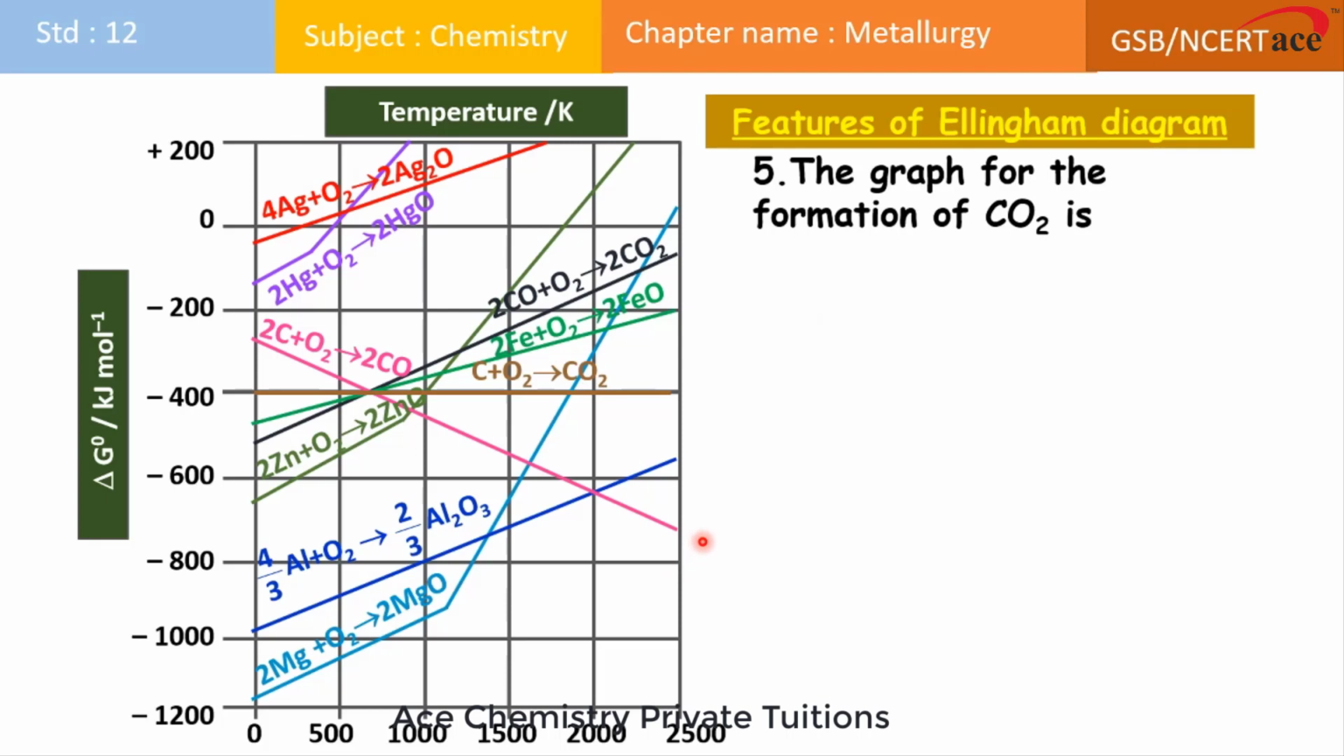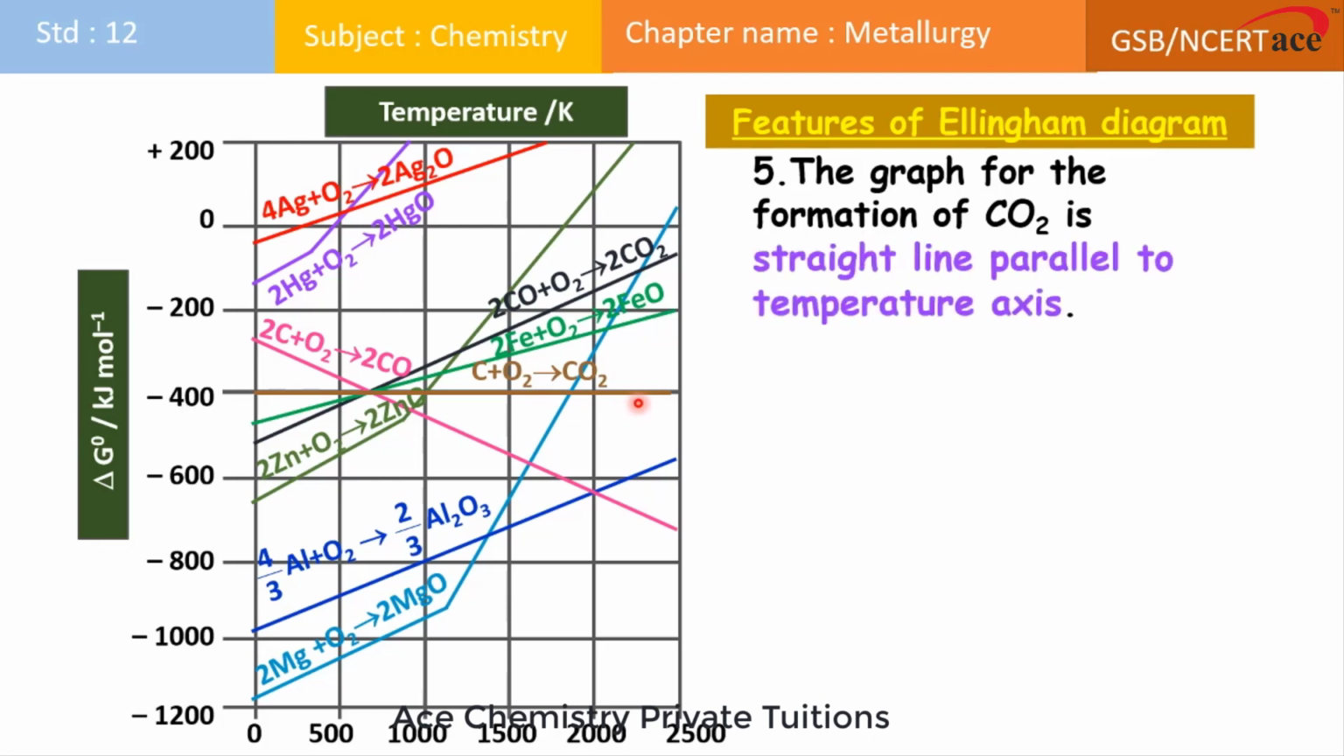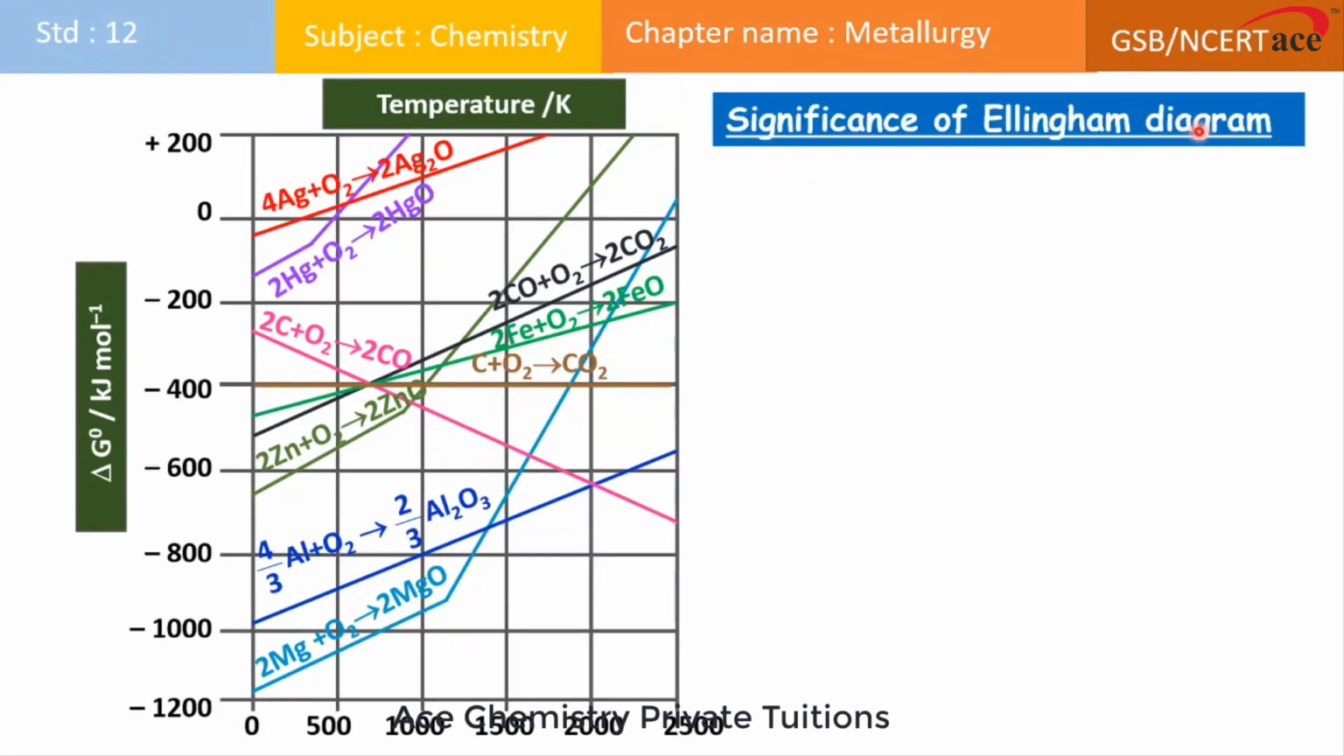Next, you will see the graph for the formation of carbon dioxide. Look at this graph. If you see, it is almost parallel to the x-axis. As this graph is parallel to the x-axis and there is no deviation in the delta G naught value at any temperature, we can say the value is constant. So even if you decrease or increase the temperature, the delta G naught value for the formation of carbon dioxide will remain the same. So can I say the formation of carbon dioxide is independent of temperature?